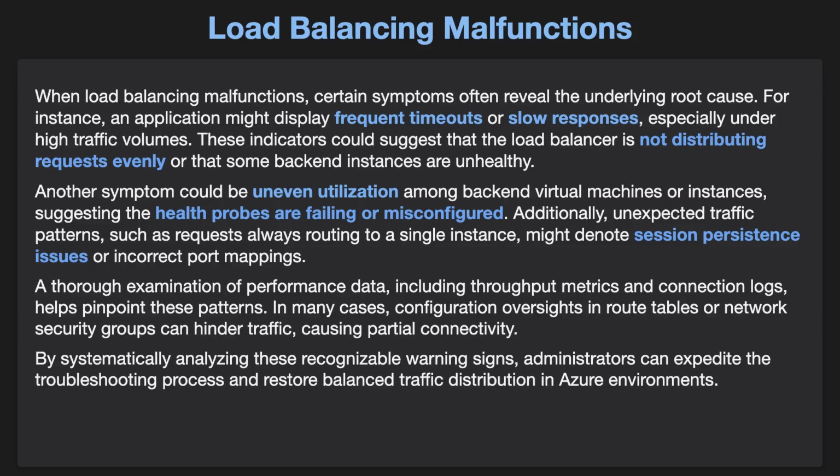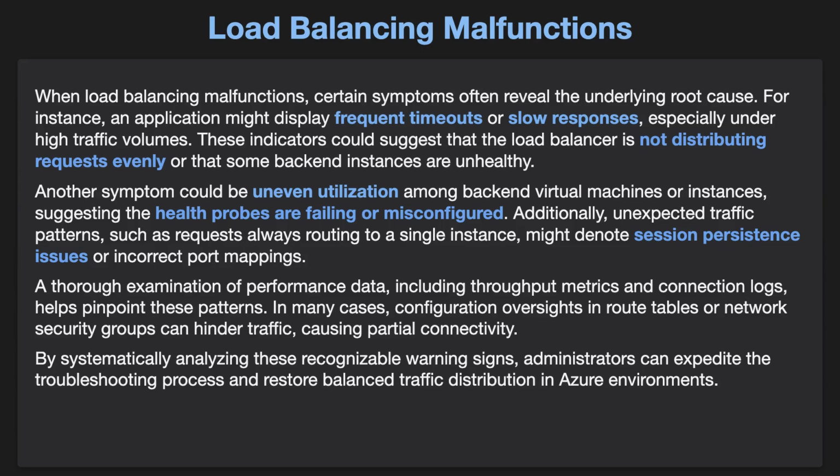When load balancing malfunctions, certain symptoms often reveal the underlying root cause. For instance, an application might display frequent timeouts or slow responses, especially under high traffic volumes. These indicators could suggest that the load balancer is not distributing requests evenly or that some backend instances are unhealthy. Another symptom could be uneven utilization among backend virtual machines or instances, suggesting the health probes are failing or misconfigured.